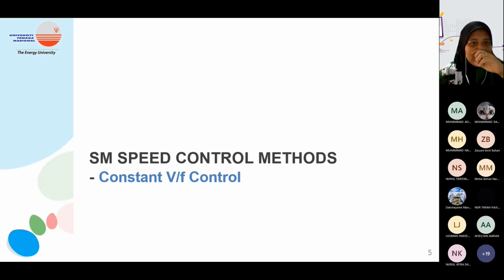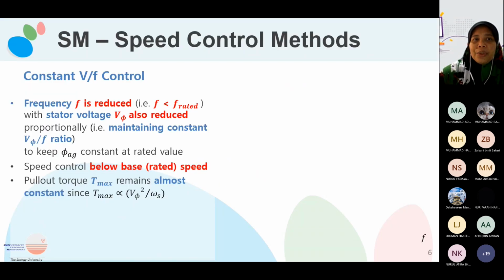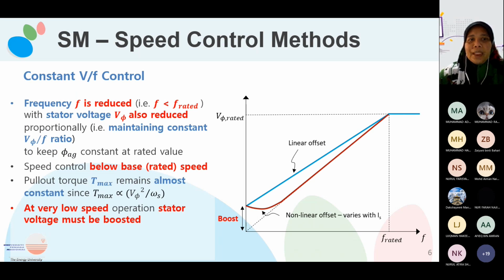Okay, for the first method, the synchronous motor speed control with constant V over F control. Okay, semua ni saya dah explain. Frequency F is reduced. Okay, and F now is less than F rated. With stator voltage also reduced. Macam mana dia reduce ni?